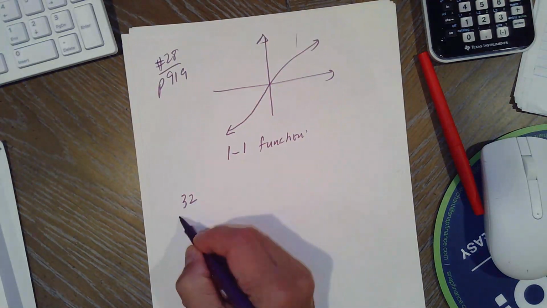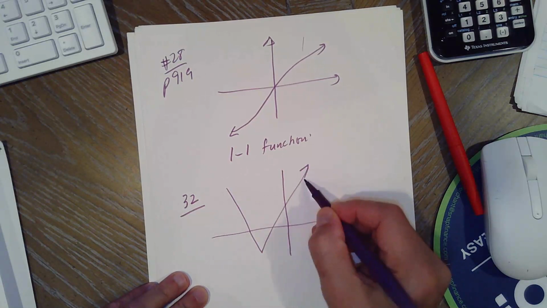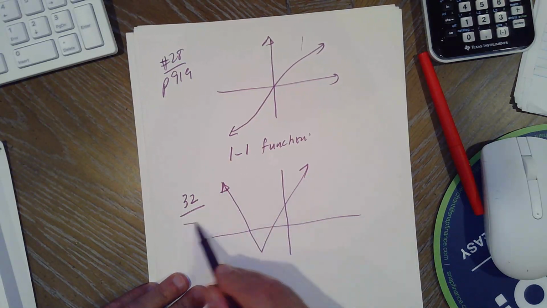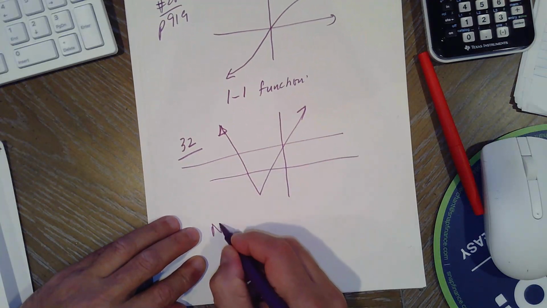Let's look at number 32. A V-shaped graph is definitely not one-to-one because it doesn't pass the horizontal line test. So although it's a function, it's not one-to-one.